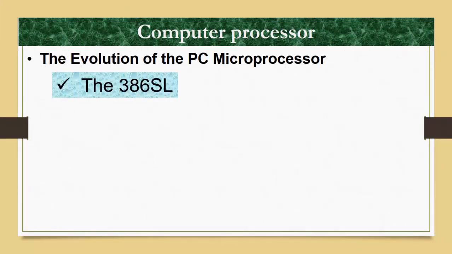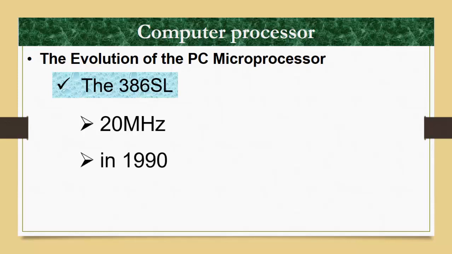Okay, students, let's go ahead. The next one is the 386SL. Intel released the 386SL, which was a 20 megahertz processor, in 1990. The SL version was similar to the 386SX, but it was specifically designed for portable computers, featuring improved power management functions.